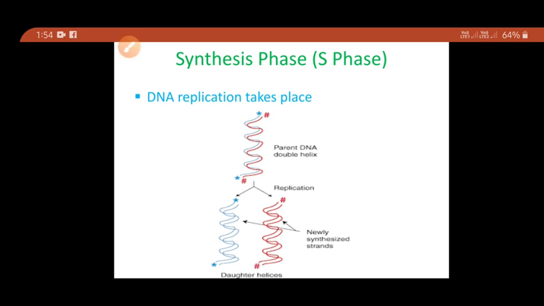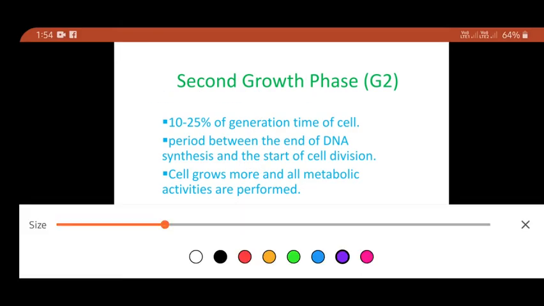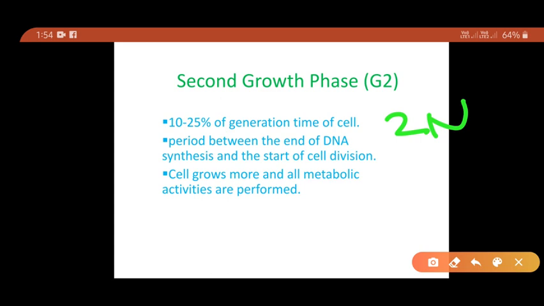In this phase, the chromosome number will also double. If the DNA in the cell is, suppose, 2n, then after replication in this phase it will become 4n.